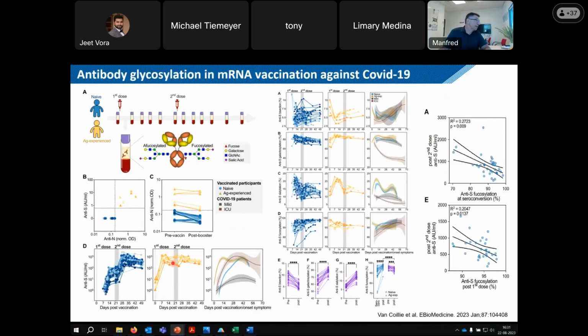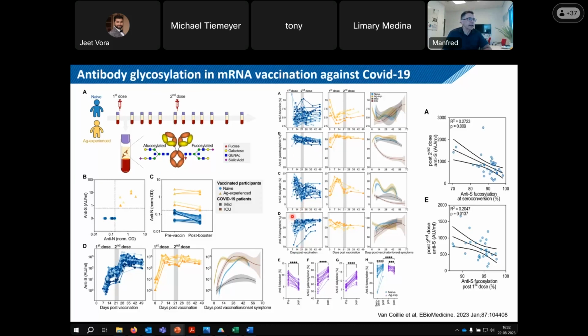From infection, we then moved into vaccination and looked at whether the glycoprofiles induced by these mRNA vaccines would matter. What we found is that also for vaccination, we have an initial low fucose response, which then, in the course of the response and with a booster, indicated here in gray, normalizes. We looked at bisection, galactosylation, and sialylation. Virtually, we saw that the mRNA vaccination very much mimics the infection in terms of the induced glycoprofiles.